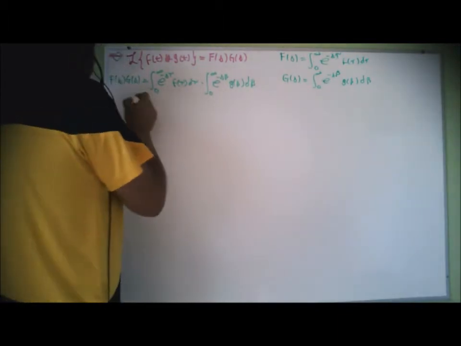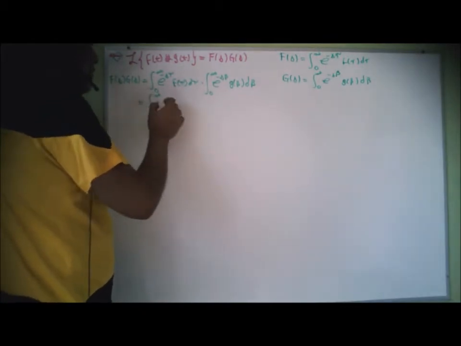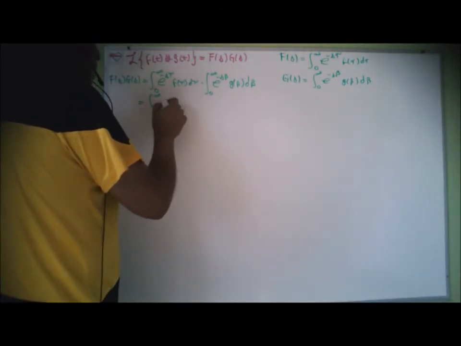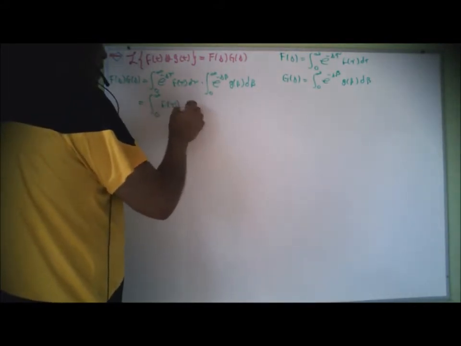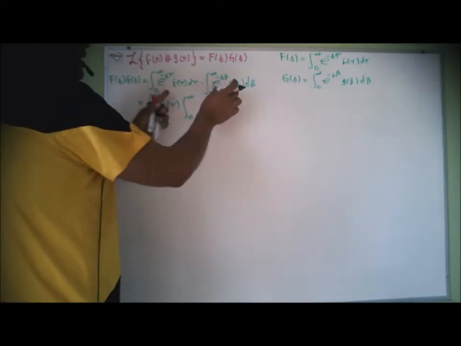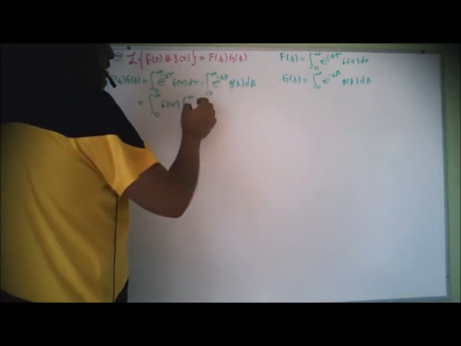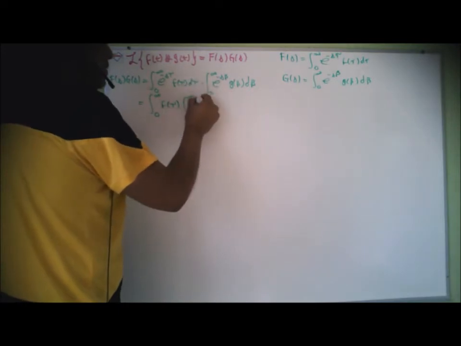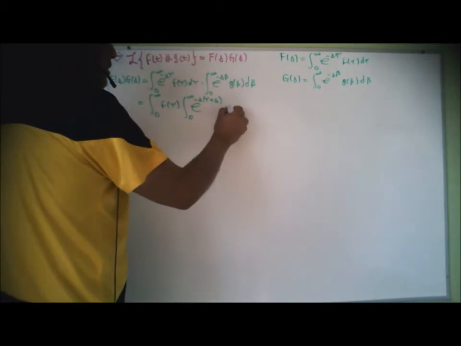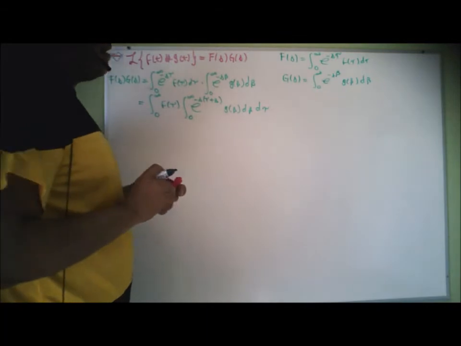Now let's write these two integrals like this. Integral from 0 to infinity, and then f of tau, and then integral from 0 to infinity. I'm going to bring this inside, so I'm going to multiply the exponential times this exponential, because it's the same exponential. It's going to be minus s times tau plus beta, and then g of beta, differential of beta, and then differential of tau.